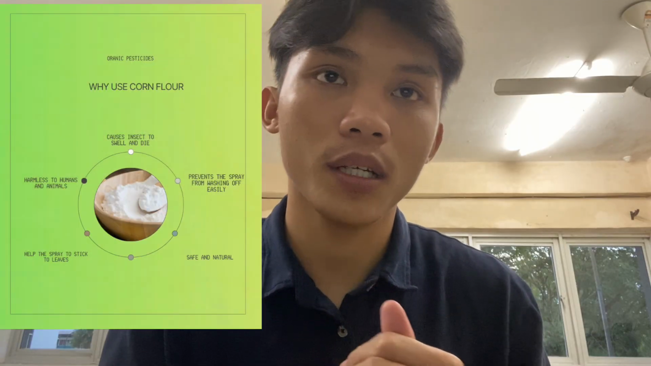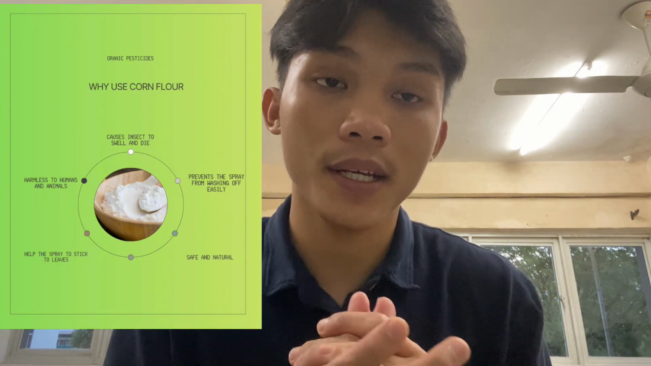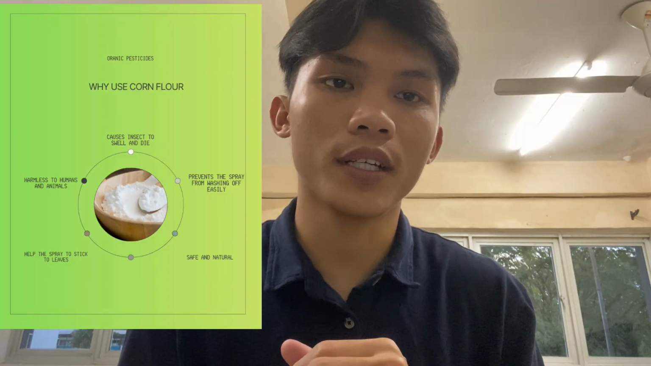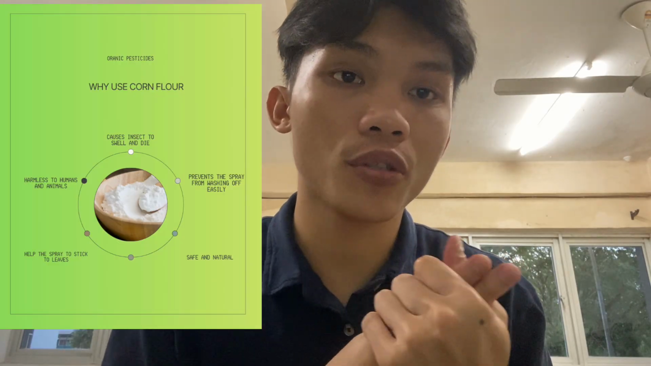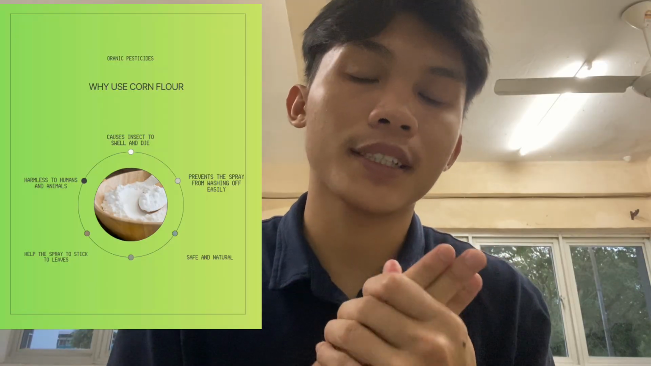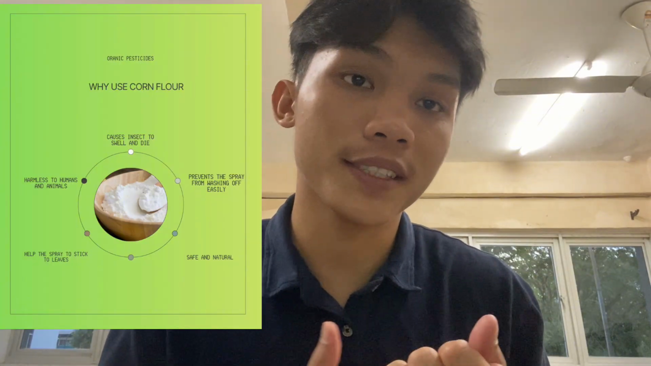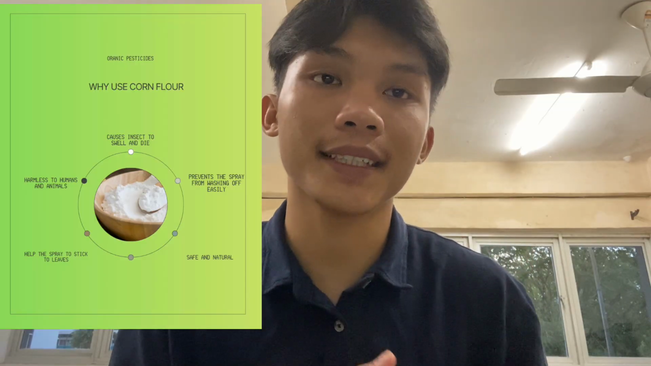The fourth and last ingredient that we use is corn flour. Why do we use corn flour? Because it causes the insect to swell and die. When insects feed on corn flour, it will expand inside their stomach and they will die. Second, it is harmless towards humans and animals. Third, it helps the spray to stick to the leaf and prevents the spray from washing off easily. And fifth, the most important thing is it's safe and natural.